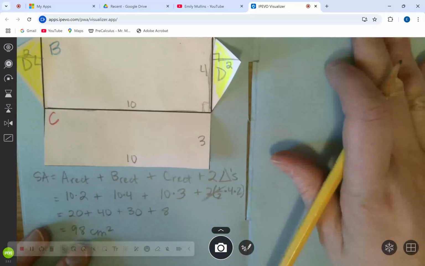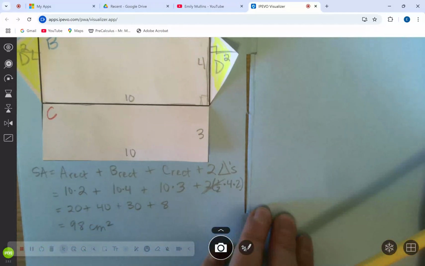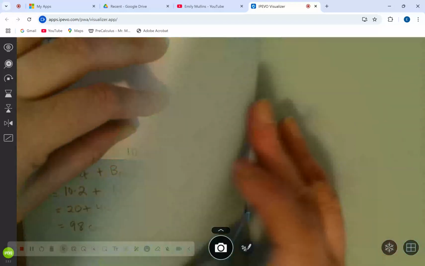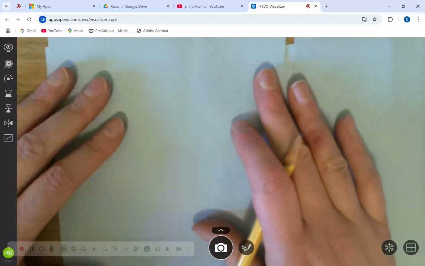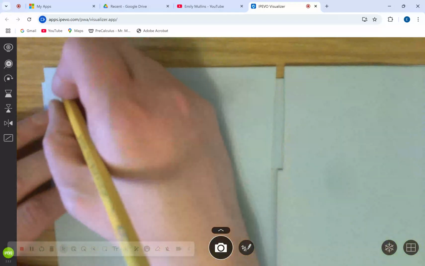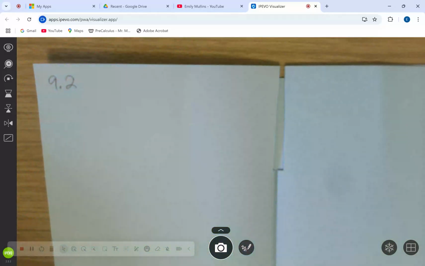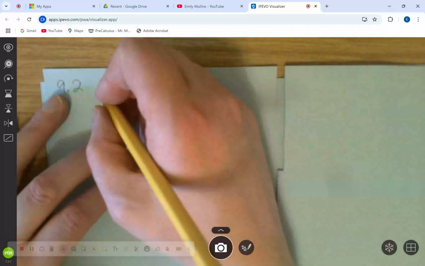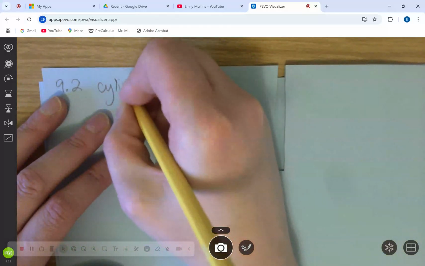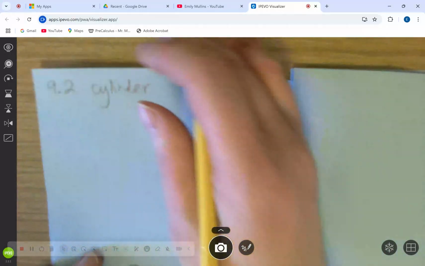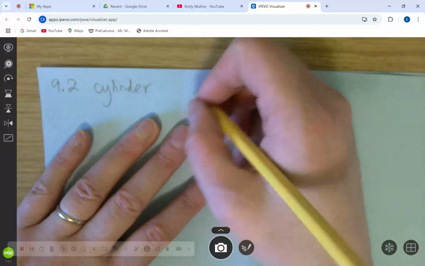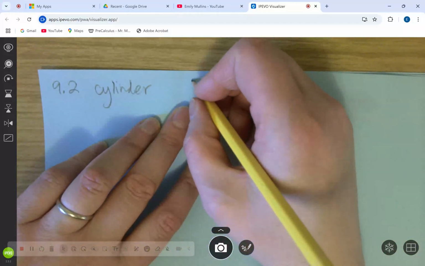We're going to leave another blank page for volume, for a triangular prism volume, and we're going to do our last shape of the day, which is a cylinder. And the cylinder is kind of the tricky one. So we're still in section 9.2. This time we are looking at a cylinder. And the cylinder is going to be surface area first.